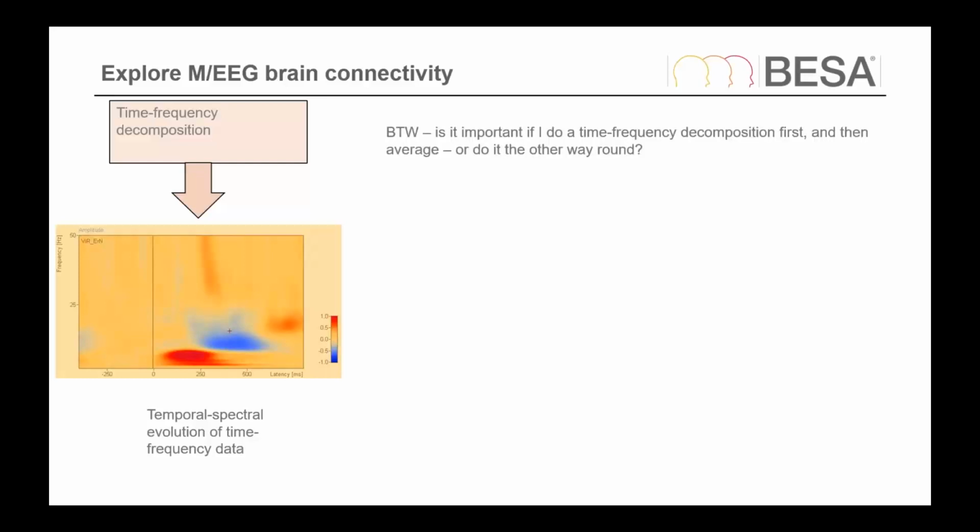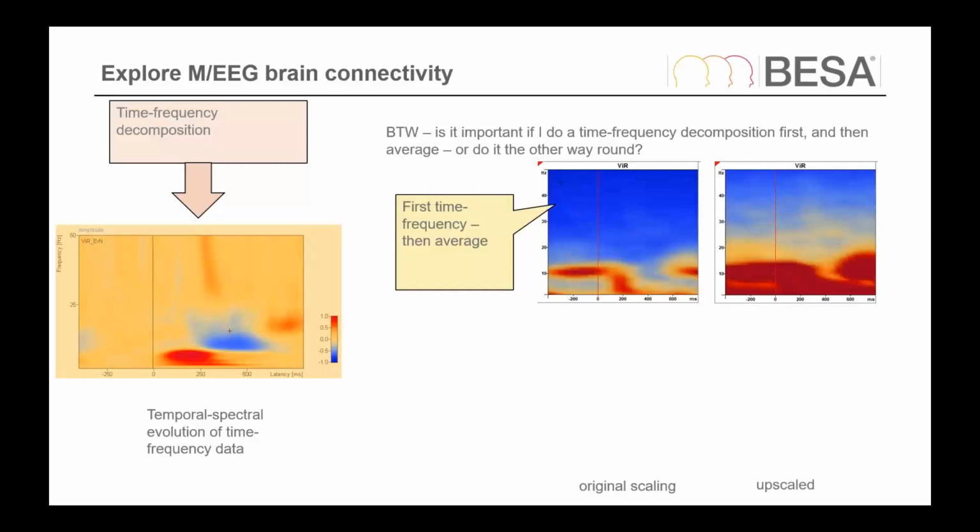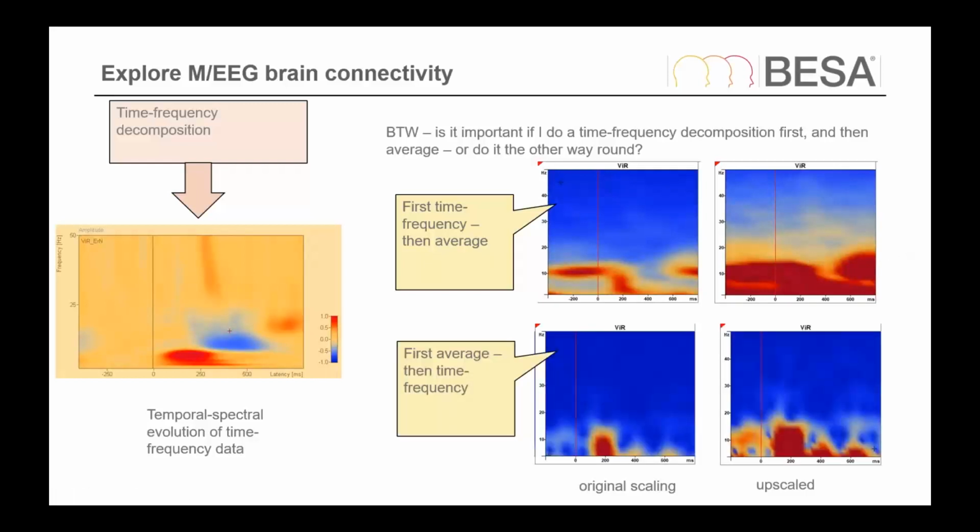And one thing maybe, by the way, we should talk about, is it even important if I do a time frequency decomposition first and then average, or can I do it the other way around? So let's just have a little side look at this scenario. Say I do a time frequency decomposition over all my trials and then average them together, and it would look, for example, like this, or if I scale it up, it'll look like on the right side. And if I do the other way, so I first average my data and then do time frequency analysis, then I can see a somewhat different spectrum.